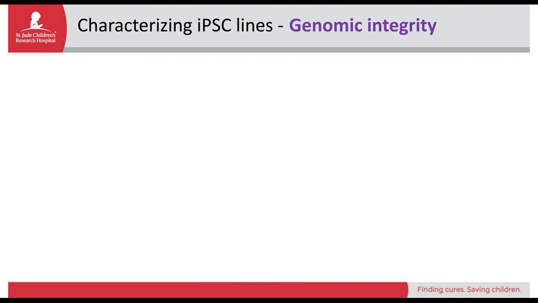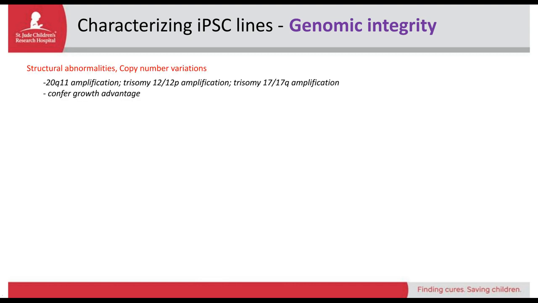Okay, and finally, the third aspect of characterization of iPS lines is looking at genomic integrity. Now, iPS lines are known to carry structural abnormalities and copy number variations. Some of those are listed here. The most commonly occurring abnormalities are listed here, and most of them confer a growth advantage to the cells. So the abnormal cells will quickly take over the entire culture. So it's very important to be able to identify them early on.